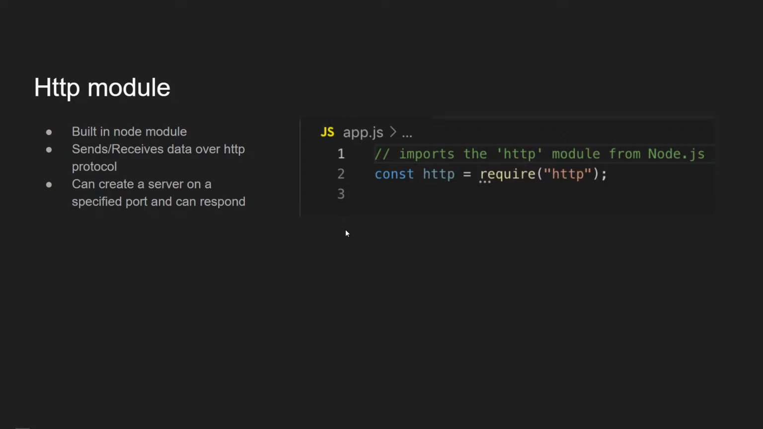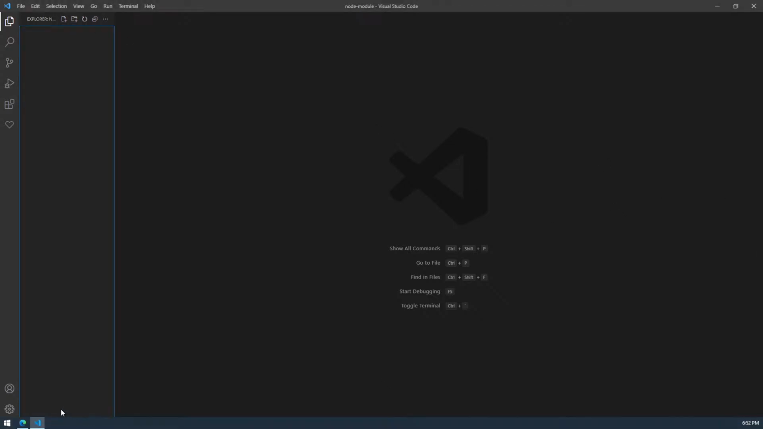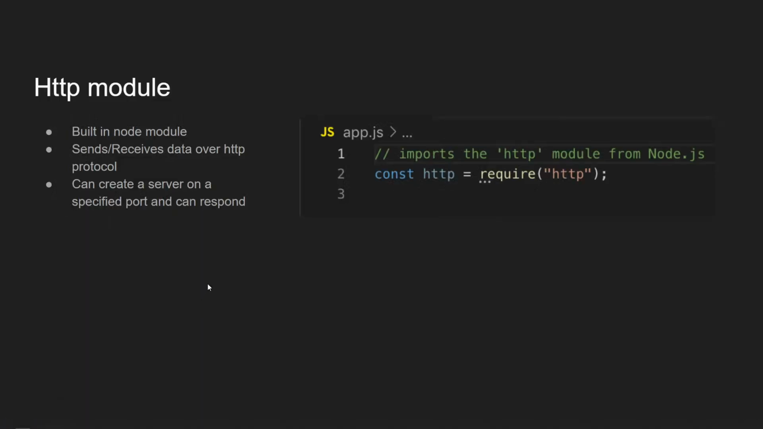All right, so let's do some coding. Finally, you guys don't have to hear me talk anymore. All right. So, do I say how to do this? Don't remember. Let's see here. Yes, okay, so we're going to use the HTTP module. Again, this is built into Node, so we don't have to build this ourselves. This is going to send and receive data over HTTP protocol, and it's going to allow us to create a server on a specified port and respond.